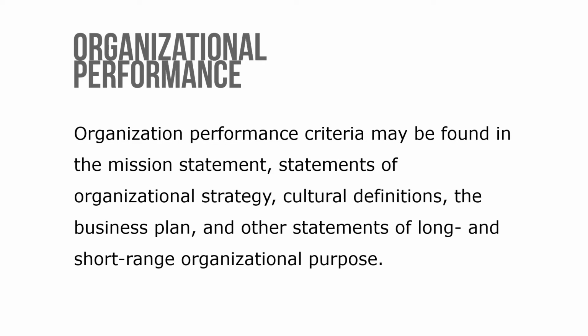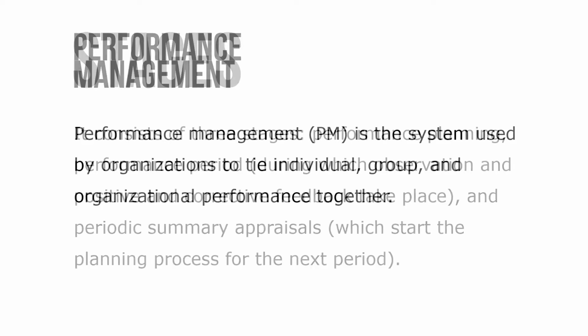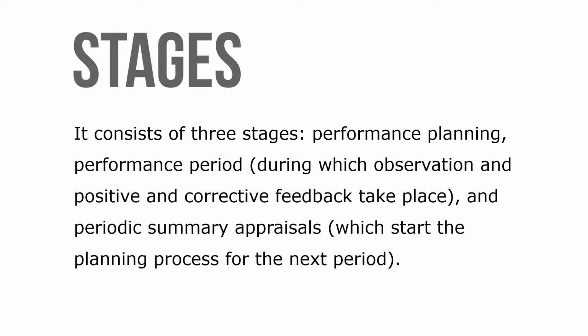Organizations' performance criteria may be found in the mission statement, statements of organizational strategy, culture definitions, and a business plan, or other statements of long and short-range organizational purpose. Performance management is the system used by organizations to tie individual, group, and organizational performance together. It consists of three stages: performance planning, performance period, during which observation and positive and corrective feedback takes place, and periodic summary appraisals, which start the planning process for the next period.